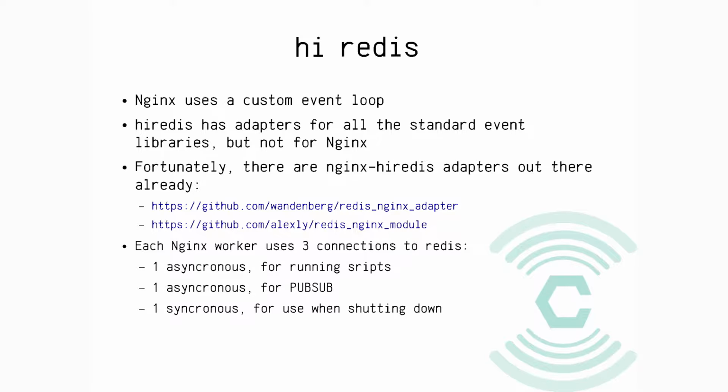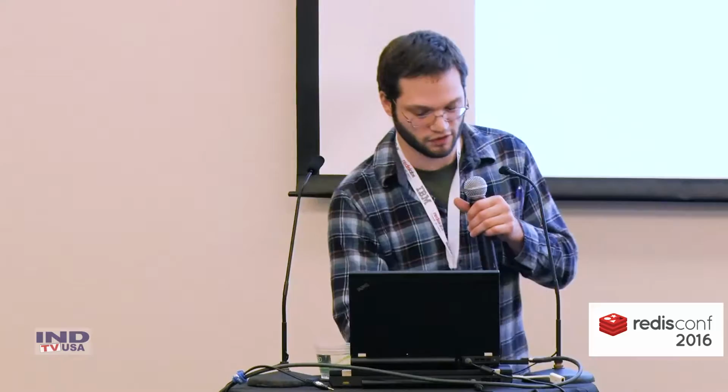Now I'm going to get a little bit into the trenches. Nchan uses the Hiredis client to talk to Redis. Nginx itself has a custom event loop, and Hiredis out of the box supports a couple of standard event loop libraries. Nginx isn't one of them, not that you'd expect it to be. Fortunately, I didn't have to write the event loop adapter from scratch. These fine folks have done most of the work for me. I just had to do a little bit of debugging and combine their code to get it running nice and smooth.